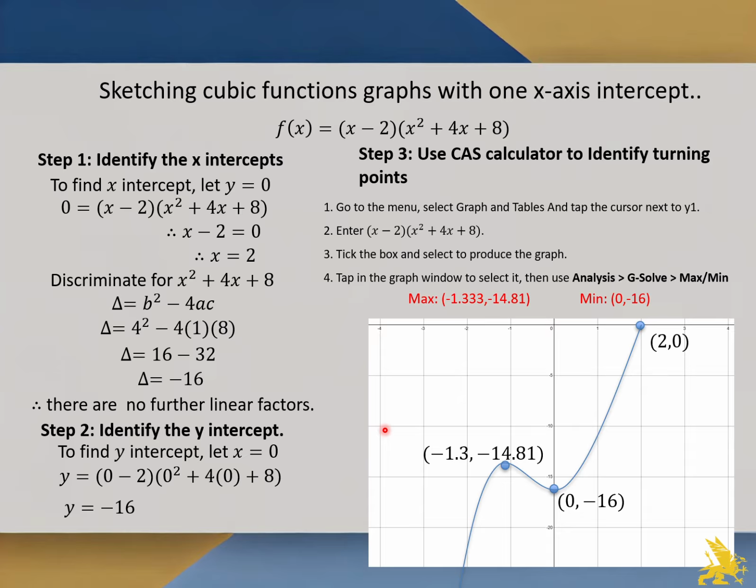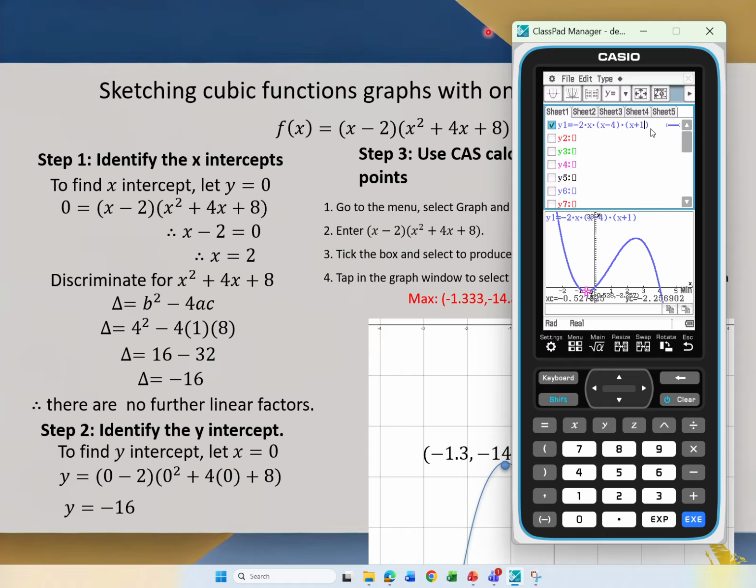So again, I'll show you on the class pad. Let's get it up. So on the class pad, I'm just going to delete that. If I type in my function, so I've got x take away 2 and x to the power of 2 plus 4x plus 8. And again, I will just graph that.